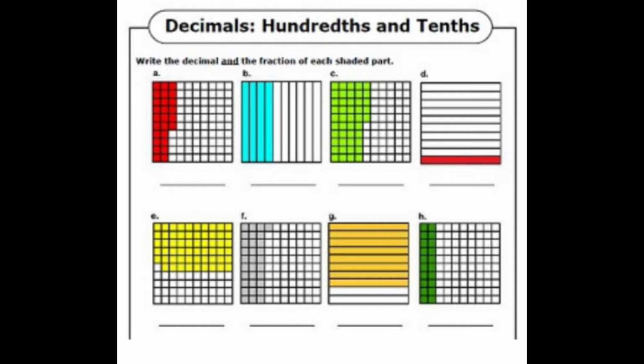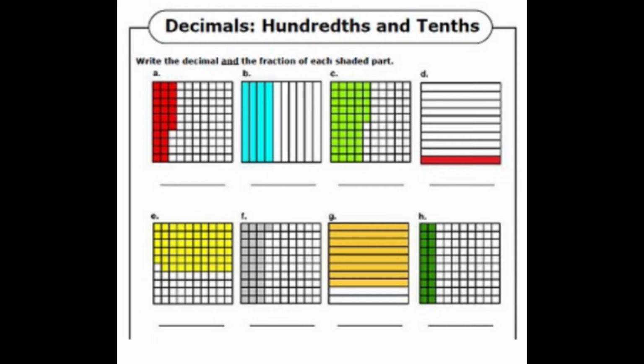What I'm going to do is show you how I can understand what those shaded regions mean. What would they look like as a decimal, and what would they look like as a fraction? Well, let's start with A. I see that it has been split up into 100 equal parts, or hundredths.